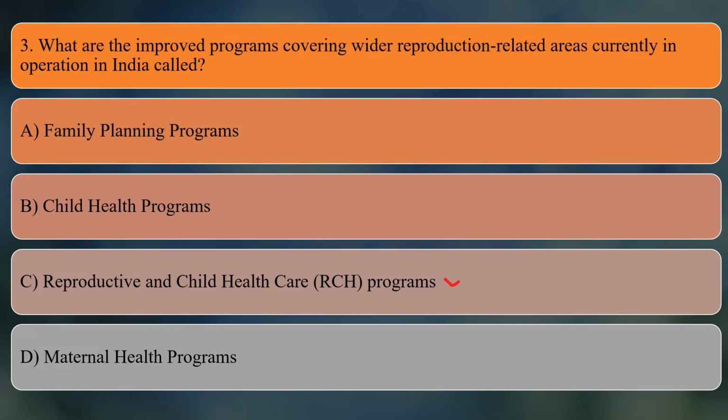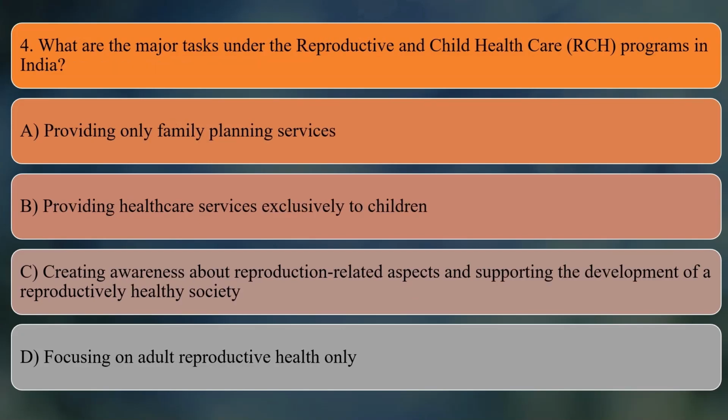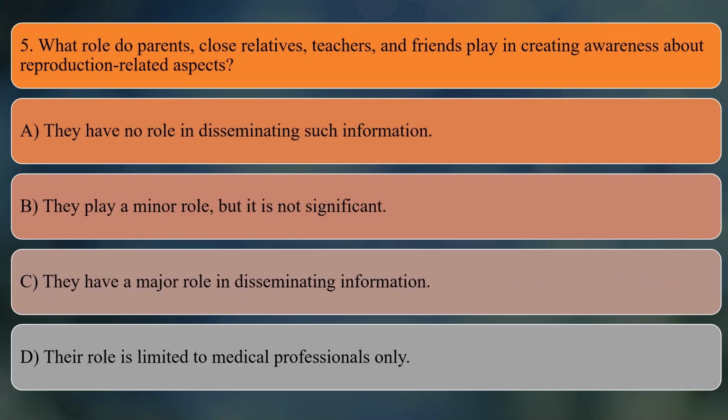Answer: C. Reproductive and Child Health Care (RCH) programs. What are the major tasks under the Reproductive and Child Health Care (RCH) programs in India? What role do parents, close relatives, teachers, and friends play in creating awareness about reproduction-related aspects?